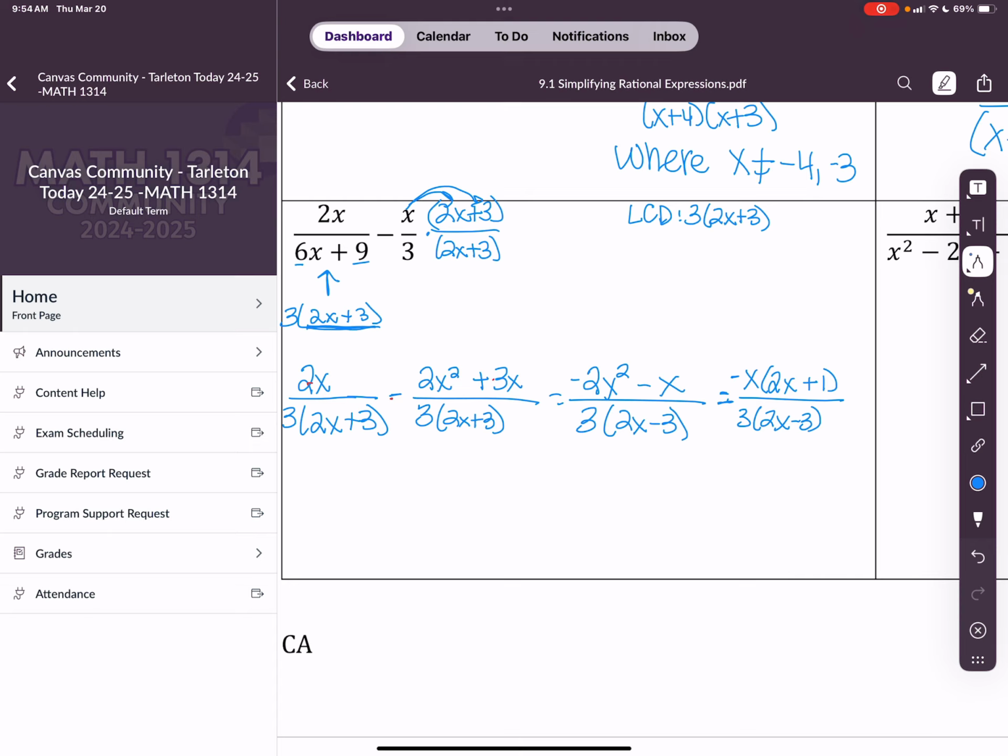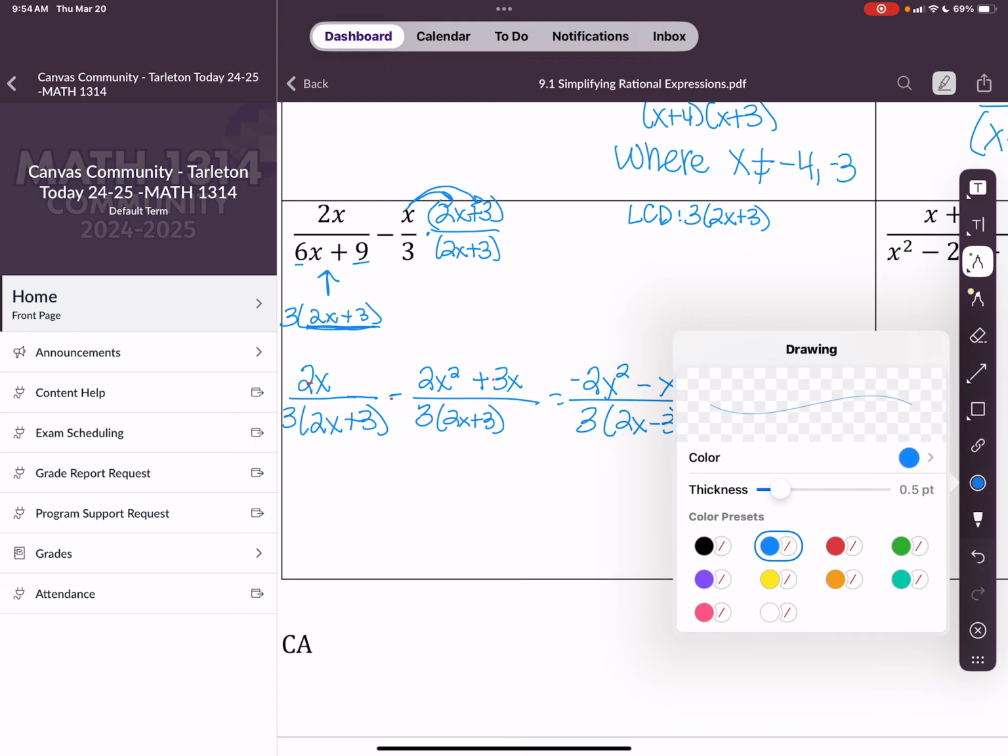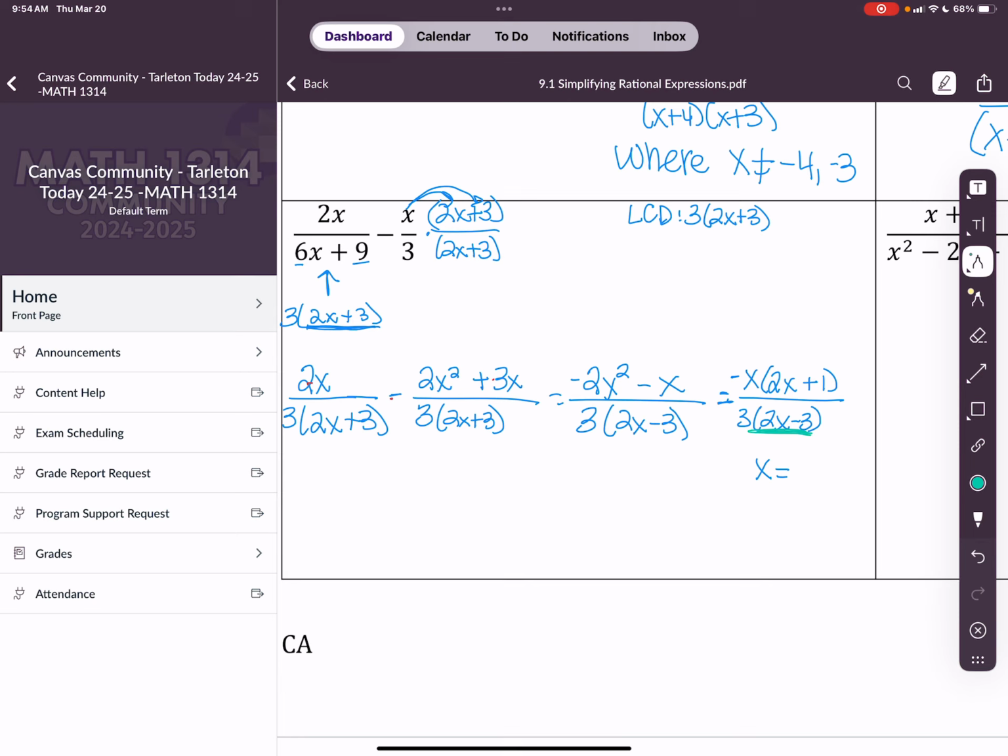Okay, and so the only hole is going to be right here where I underline in teal. That's the only hole that we're going to have. And so I'm going to go ahead and solve it out just in case anybody needs that help. To see where x cannot equal, we're going to take the factor 2x minus 3 and set it equal to 0, and then solve for x. So I would add 3 to both sides. So 2x equals 3 divided by 2, and we have x equals 3/2.